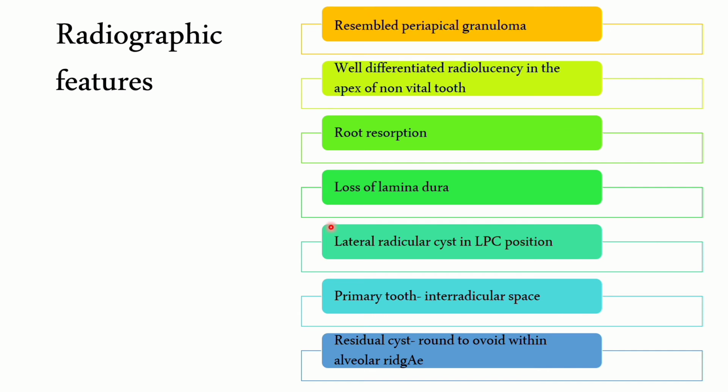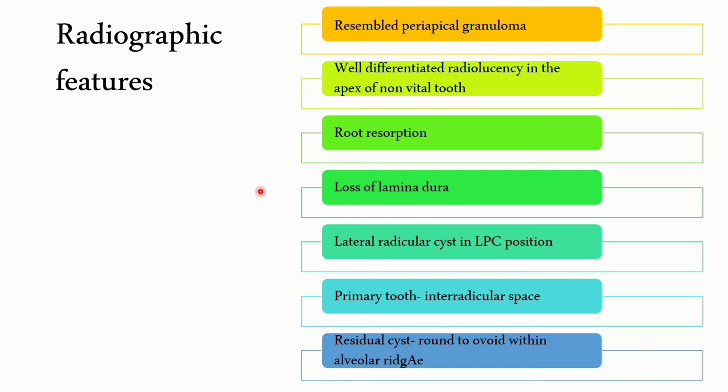Now radiographically, the cyst is definitely going to resemble a periapical granuloma. So all these periapical lesions tend to resemble each other. So it's going to be a well-defined radiolucency seen at the apex of a non-vital tooth. There will be a degree of resorption in the affected tooth. Now, since the tooth is non-vital, the lamina dura or the supporting alveolar bone will be lost. Now, when you're seeing a lateral radicular cyst, if it is not clinically non-vital on first look, you have to always rule out a lateral periodontal cyst also.